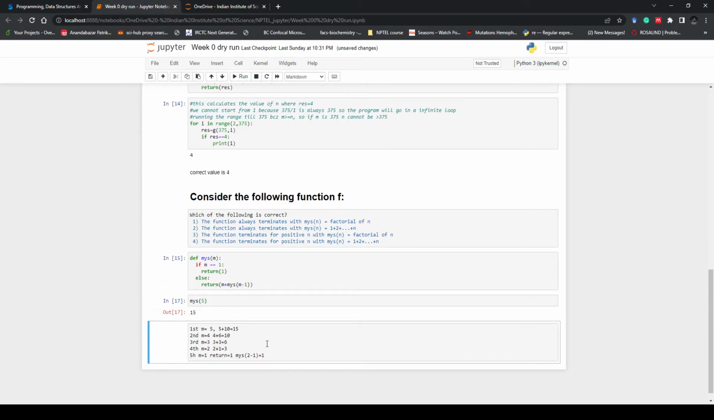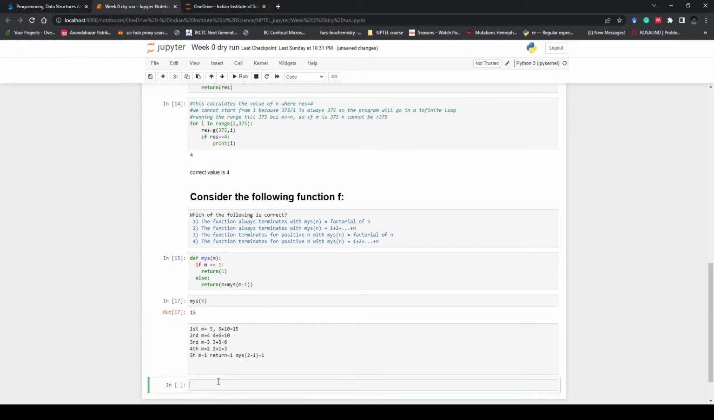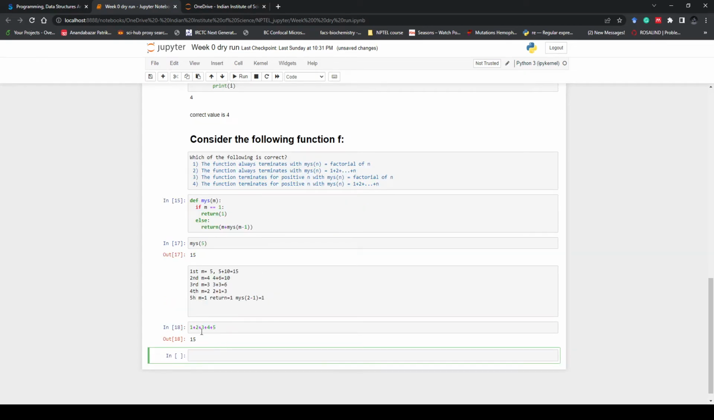Am I okay? So now what is happening here actually? When I'm calling the function first, it is going till n. So first it will be 1 plus 2 plus 3 plus 4 plus 5, correct? So this is basically what the function is calculating.